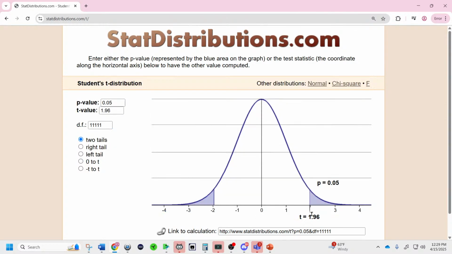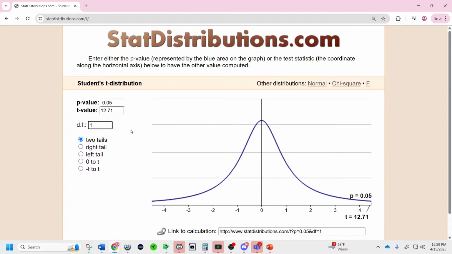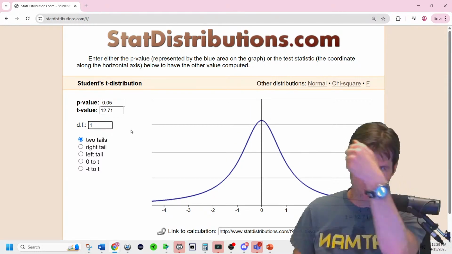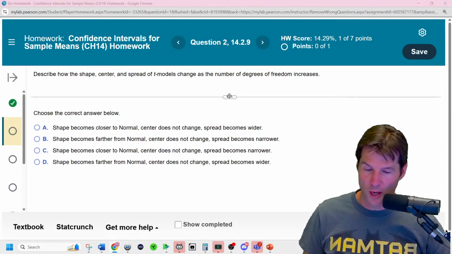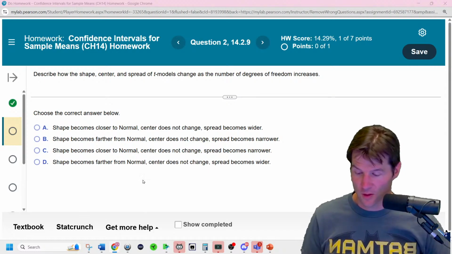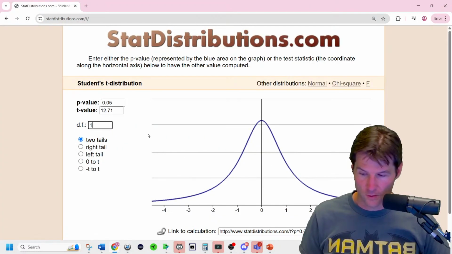1.96. That's the z-score, but that's a t-score for the curve. Lower degrees of freedom leads to a much more pushed down curve. Mr. T says, pitiful, and smashes down the curve. And then it's more normal with higher degrees of freedom. As they increase, it becomes closer to the normal, and it becomes more narrow. You can also see that in the visualization.